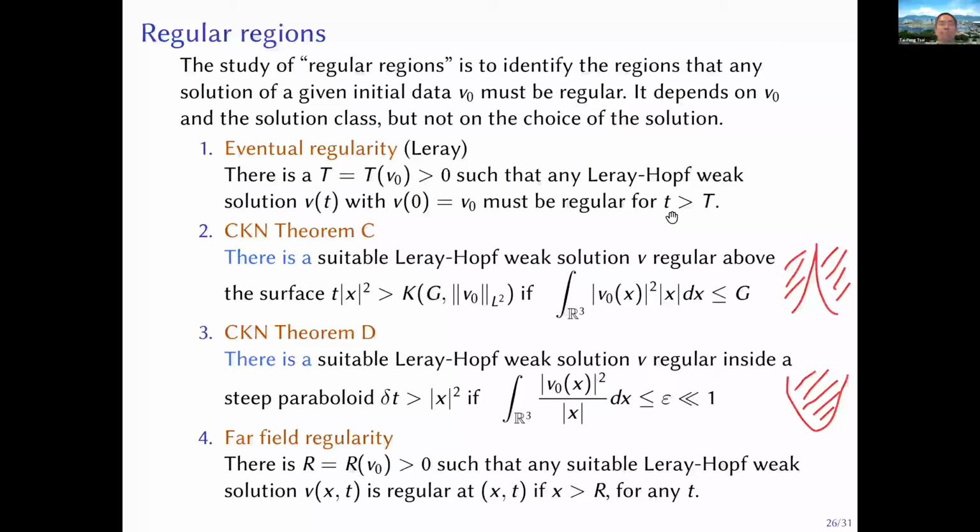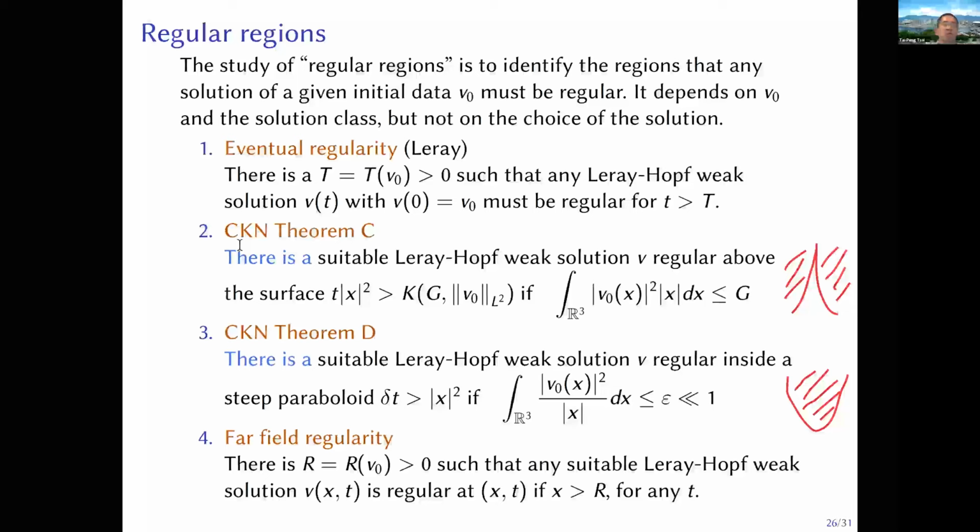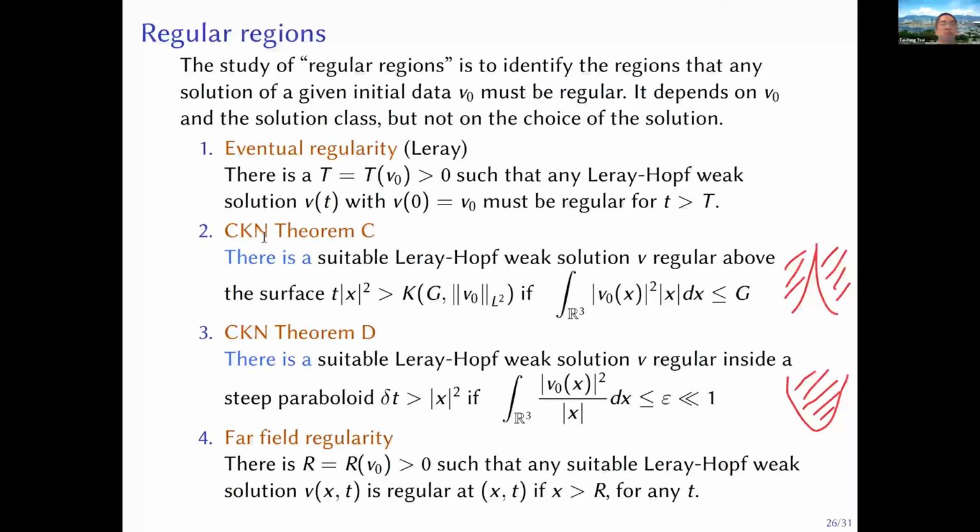And the second result is in Theorem D of Caffarelli-Kohn-Nirenberg. So the most famous result of the paper of Caffarelli-Kohn-Nirenberg is their Theorem B, that the one-dimensional parabolic Hausdorff measure of the singular set is zero. But we have also Theorems C and D here. Theorem C says that there exists, not any solution, so there's a suitable one satisfying the local energy inequality. There's a suitable Leray-Hopf weak solution, which is regular above this surface.